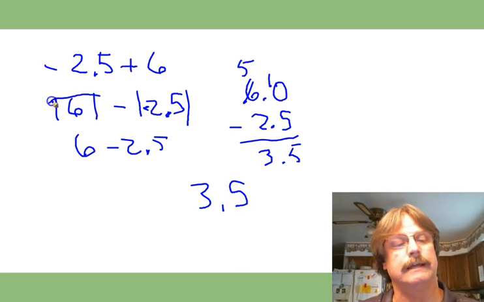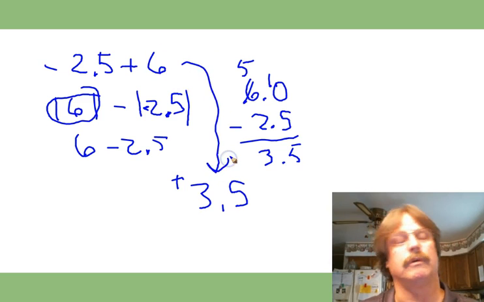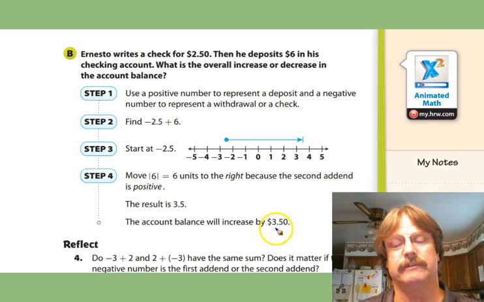And I'm going to take the sign of the larger absolute value, so that's positive. I don't have to write it, so it's 3.5. So negative 2.5 plus 6 equals 3.5. So it's going to be $3.50 here.